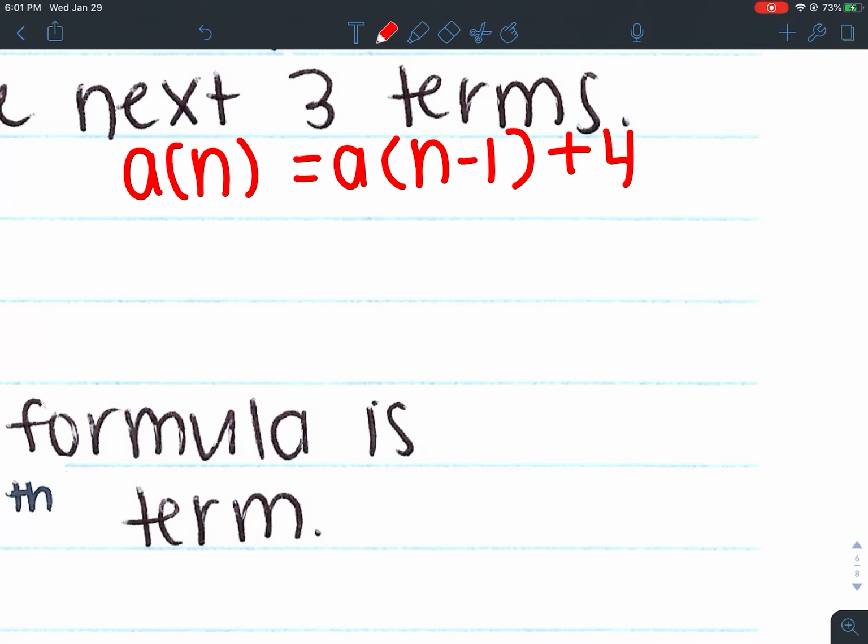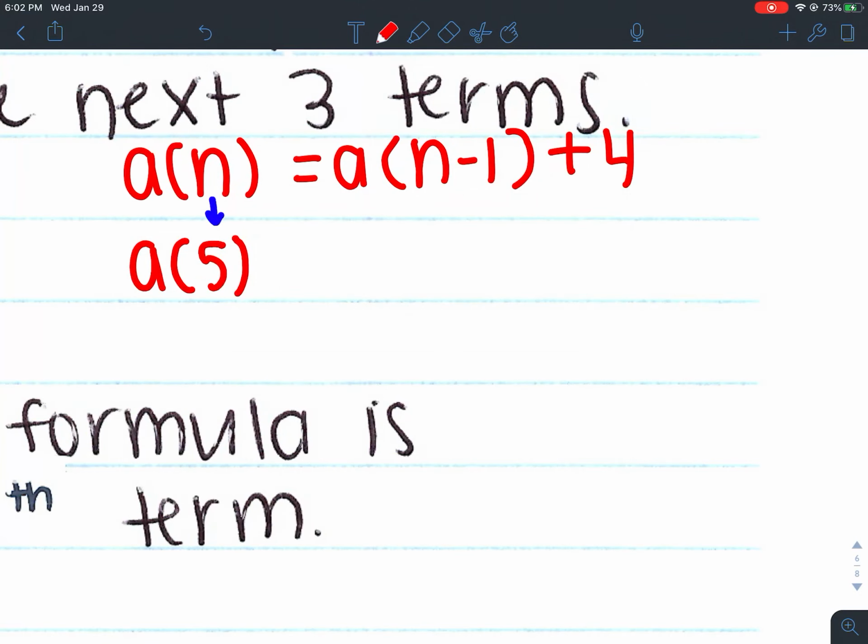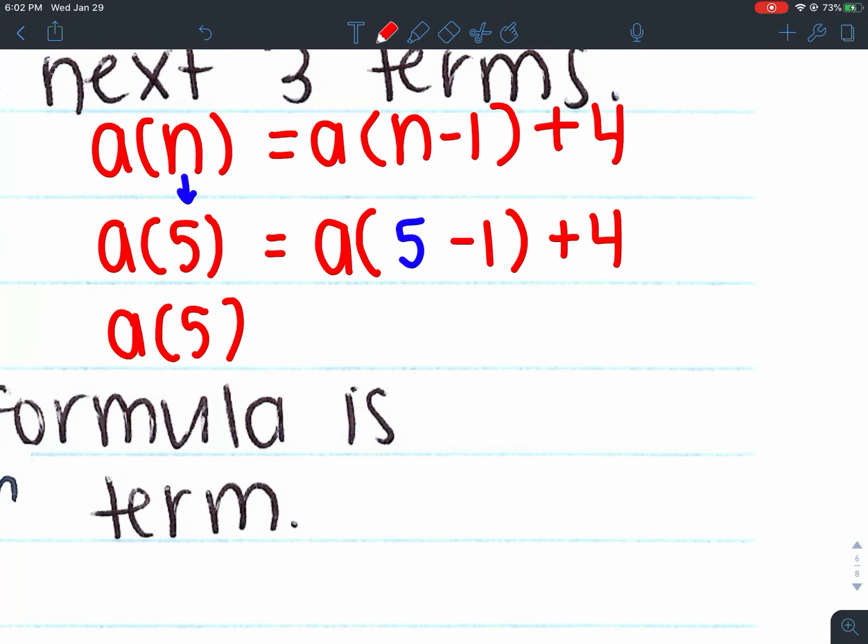Well, let's say I want to find the fifth term. If I want to find the fifth term, that's going to be a of 5, correct? So the n became a 5. Do we see that? So n can be any number. And so I'm going to pick 5 because I want to find the fifth term. So let's test this out. So that means that n is now 5. Okay. Well, I can simplify this. Well, I have a of 5 equals, what's 5 minus 1? 4. Right? 5 minus 1 is 4.